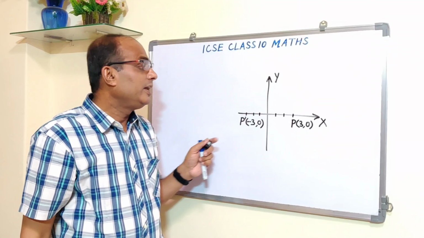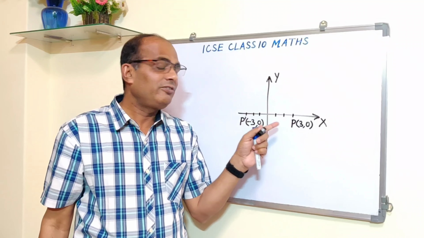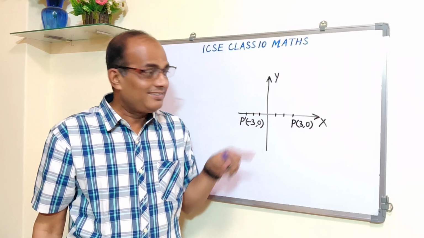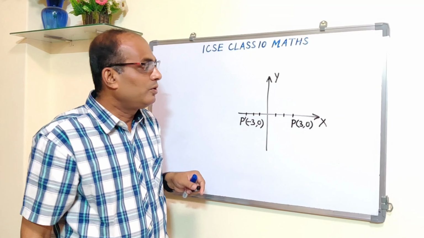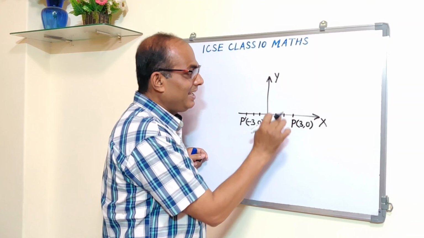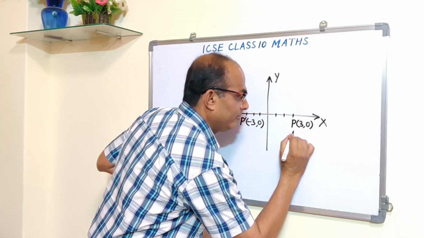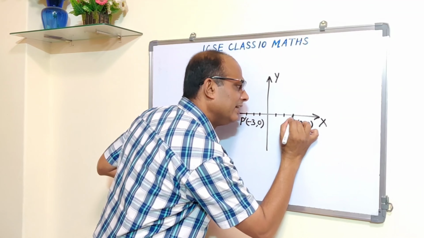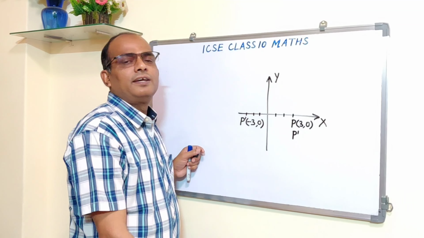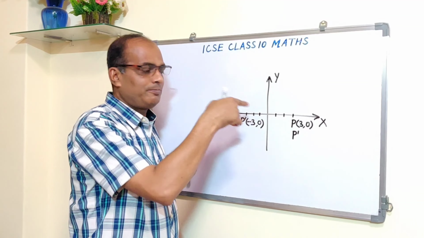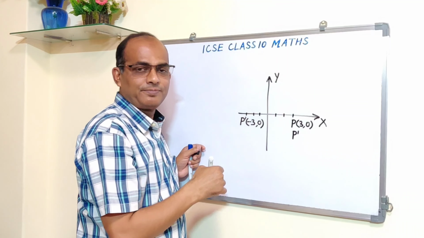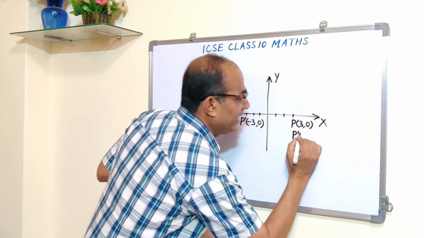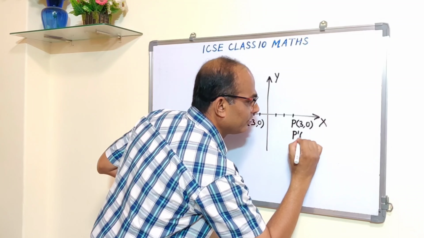What about if the point P(3, 0) is reflected in the x-axis itself? If the point P is reflected in the x-axis, the reflected point P dash will be here only. The same point. The image and the point both are the same. So P dash will also be (3, 0). Got it?